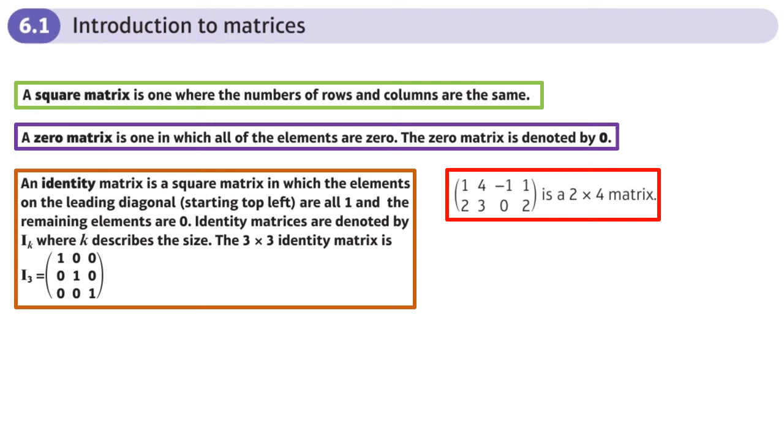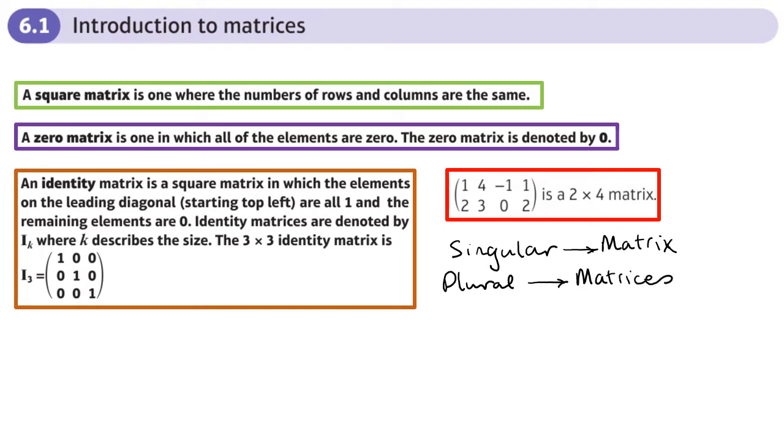First section in chapter 6 on matrices, and this is an introduction to matrices. Now, you can think of a matrix, so singular is matrix. Let's get this out of the way first, and plural is matrices. You can think of a matrix like a big vector, or a vector with more numbers.